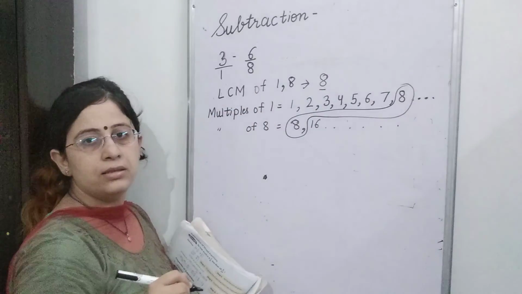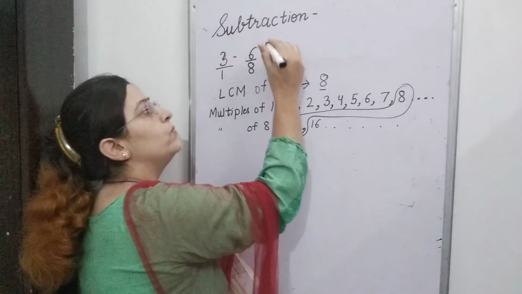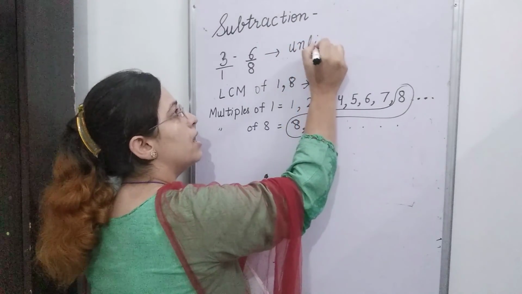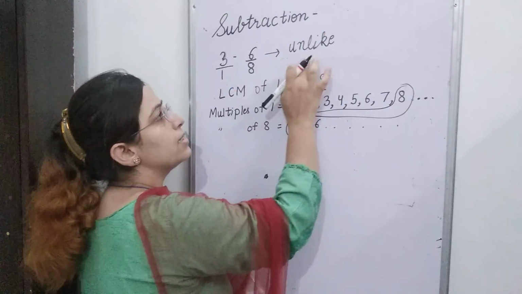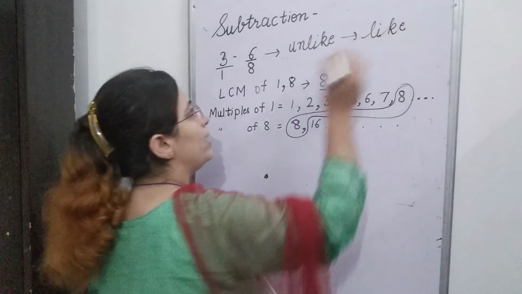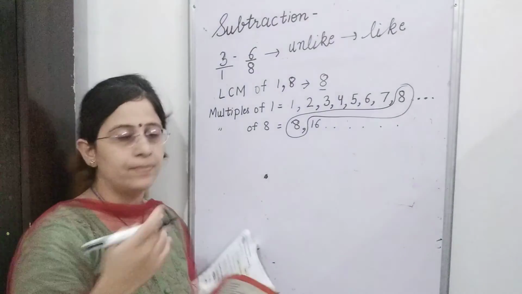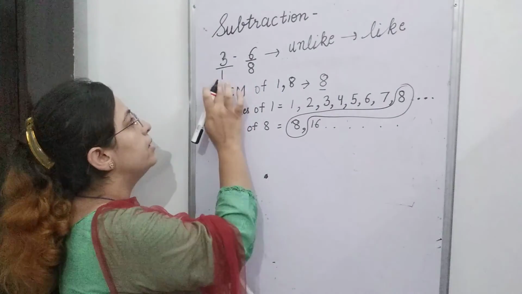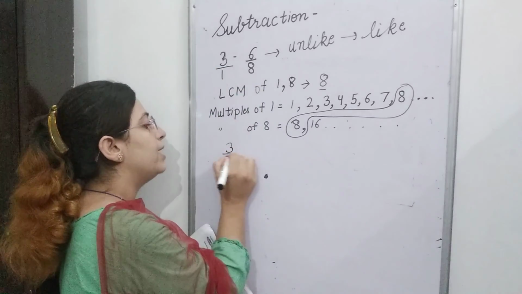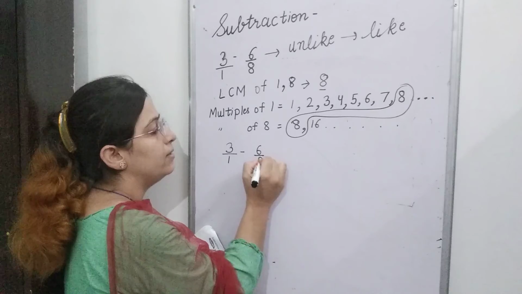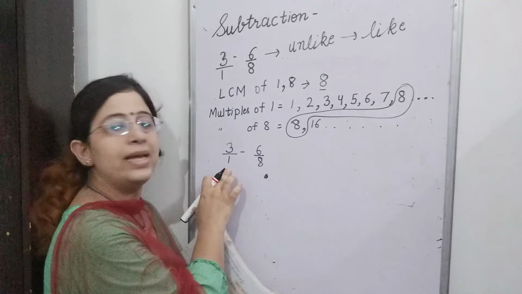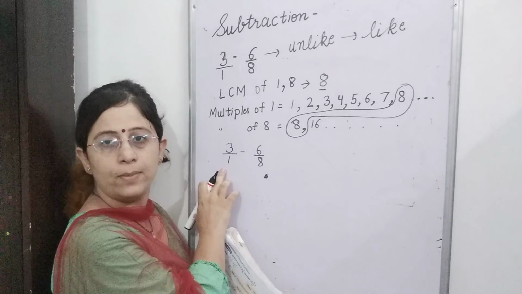Now what is the next step? Earlier the denominators were different, so these were unlike fractions. Now we have to convert these unlike fractions into like fractions, means we have to make the denominator same. So what will we do here? First of all I will write this again. 3 by 1 minus 6 by 8. Now here is already 8. So here I have to make this 1 as 8. इसको भी 8 बनाना है.